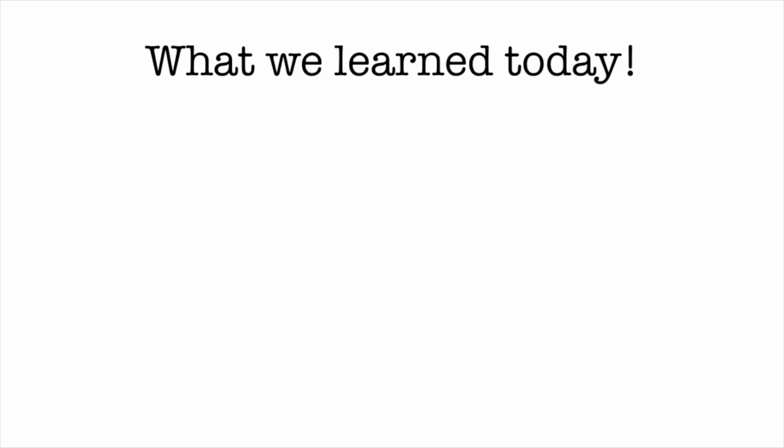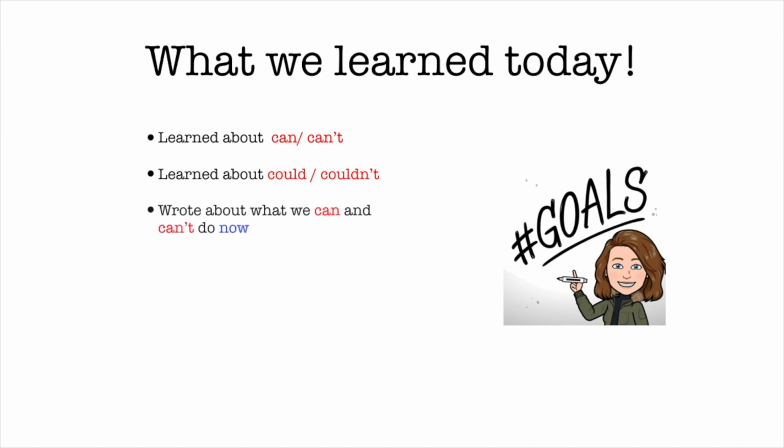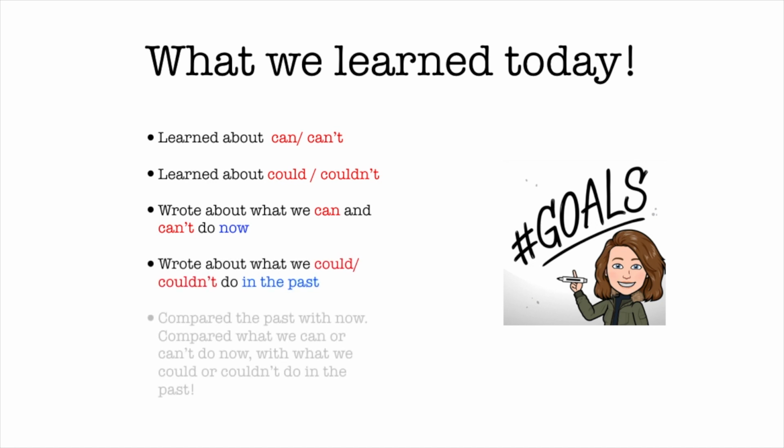Okay, everybody, what we learned today. We learned about can and can'ts. We learned about could and couldn't. We wrote about what we can and can't do now. And we wrote about what we could and couldn't do in the past. Another special step that we did that we didn't necessarily plan on doing from the beginning is we compared the past with now. We compared what we can or can't do now with what we could or couldn't do in the past.